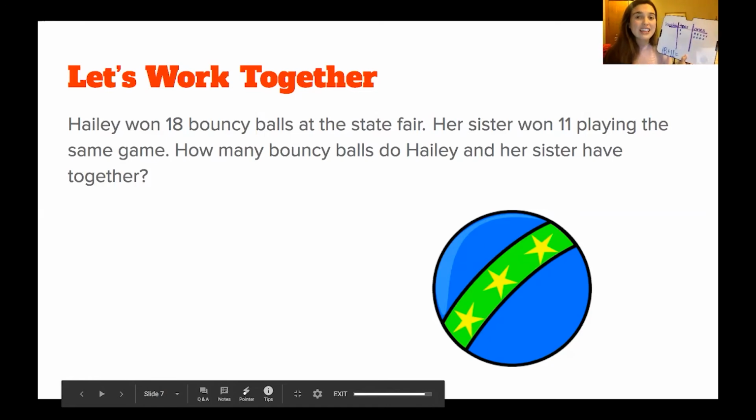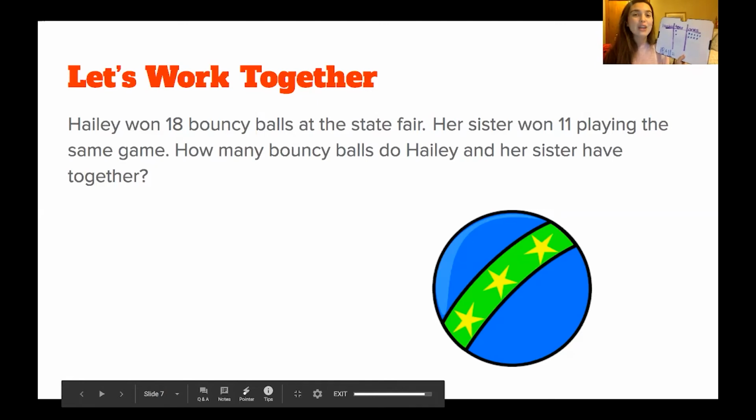Now, just by looking at this, I'm seeing that it looks like we have a lot of ones. Let me count to see if we have 10 or more ones, so we could make a group of 10. 1, 2, 3, 4, 5, 6, 7, 8, 9. Okay, so we have 9 ones, which means we do not have enough to make a group of 10 over here. So we can go ahead and proceed with our problem just how it is.